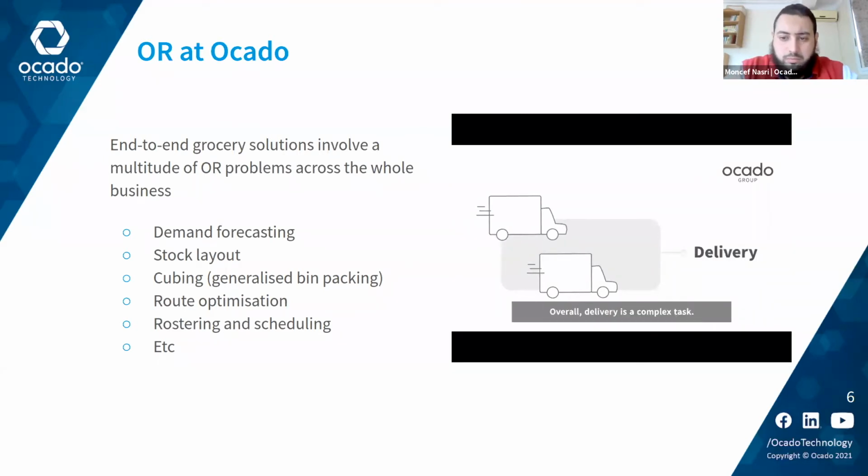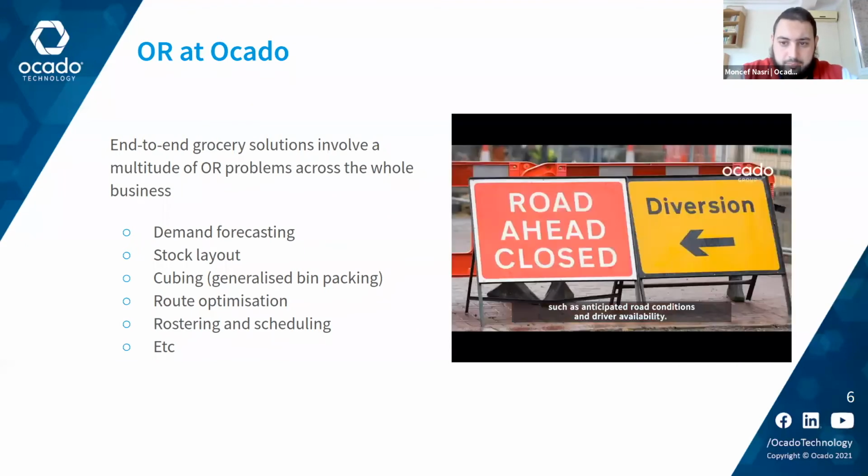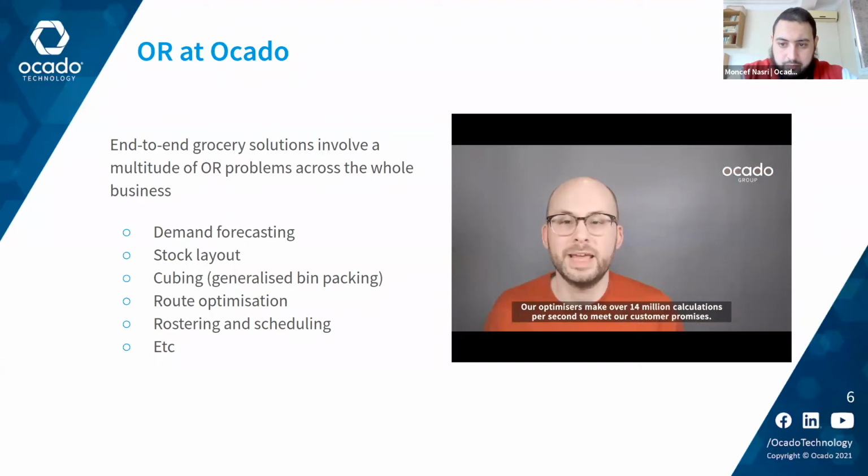Overall, delivery is a complex task. Our systems need to take account of other factors such as anticipated road conditions and driver availability. Our optimizers make over 14 million calculations per second to meet our customer promises.